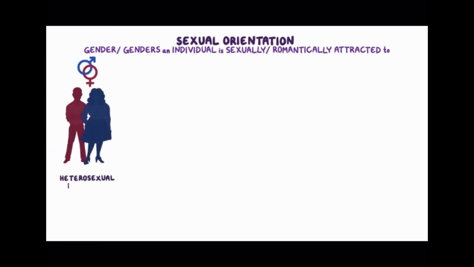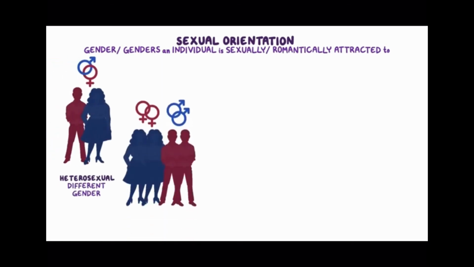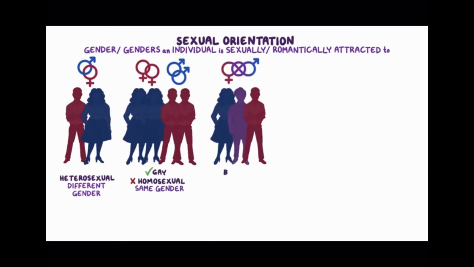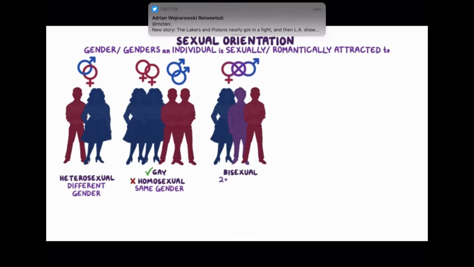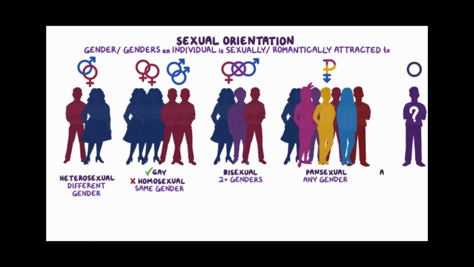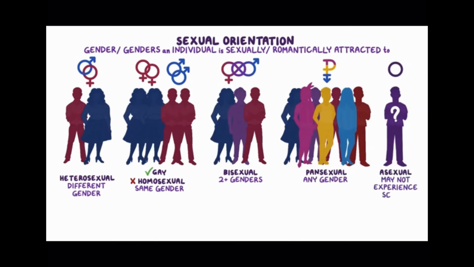An individual can be heterosexual, which means they're attracted to a different gender, or they're attracted to the same gender, and the preferred term is gay, not homosexual. An individual can also be bisexual, meaning attracted to 2 or more genders, or pansexual, meaning that they are attracted to any gender. Some people identify as asexual, where they may not experience sexual attraction to anyone. Finally, terminology continues to change and evolve, and the words that people use to describe their sexual orientation are ever-changing and evolving as well.